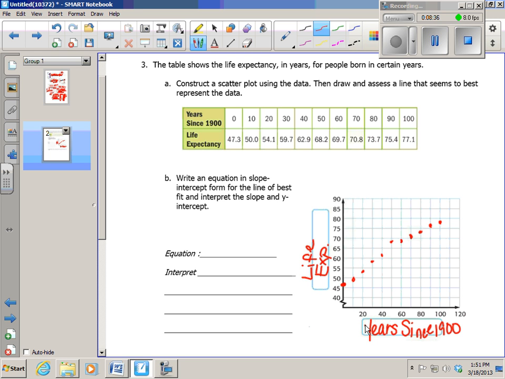And I've constructed the scatter plot. Let's draw a line of best fit. We're going to put that as close as we can to all of the data. So there's my line of best fit. And now let's assess that. Most of the points fall on the line.